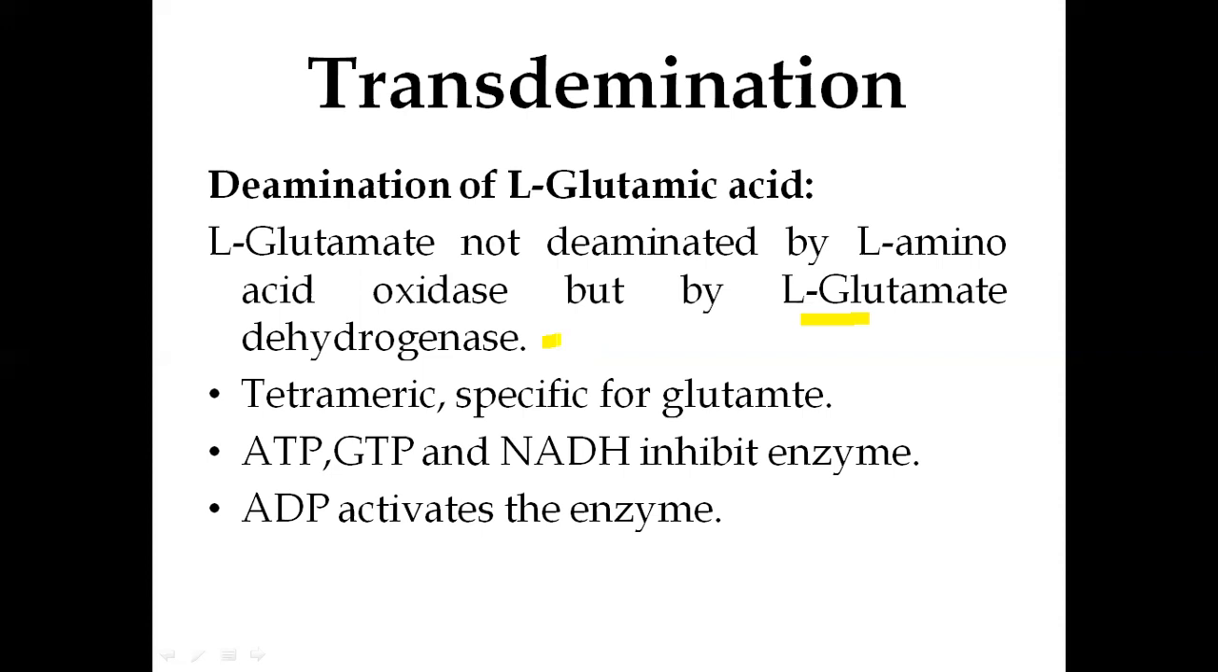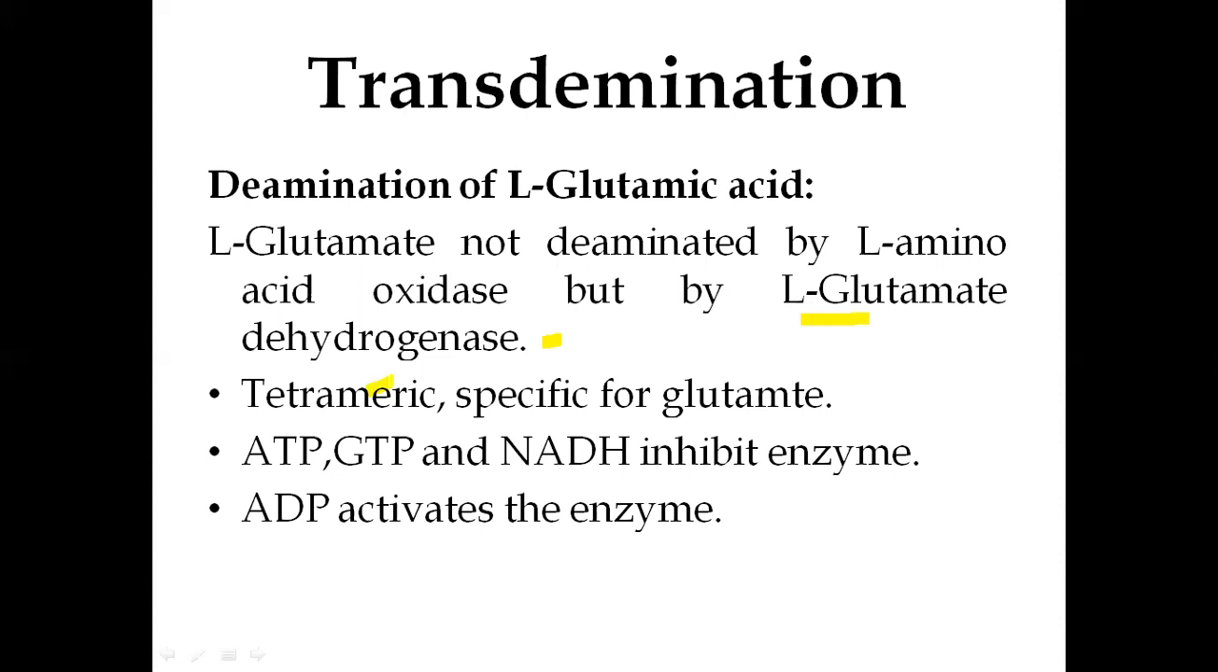This enzyme has four polypeptide chains, hence it is tetrameric. And this enzyme has Zn2+, a zinc containing metalloenzyme. It is widely distributed in tissues in humans and has a high activity, and it is very specific for L-glutamate, L-glutamic acid. Its activity is regulated by many allosteric modifiers.